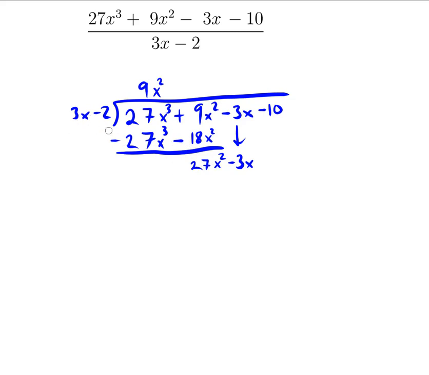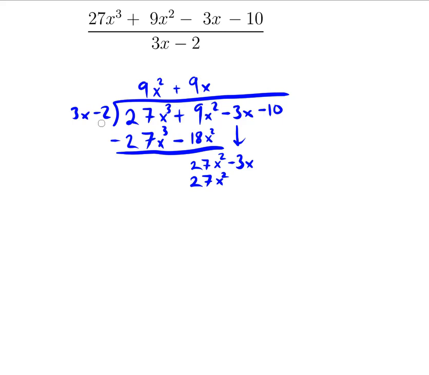Now I'm going to say how many times does 3x go into 27x squared? And I realize that 3x goes into 27x squared a total of 9 times. 3 times 9 is 27, right? But to get the x squared term, I need to make it an x as well, right? So I get 9x times 3x is equal to 27x squared.